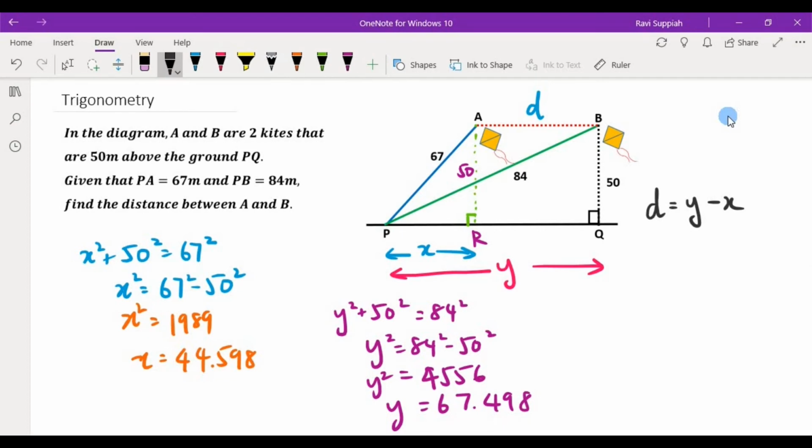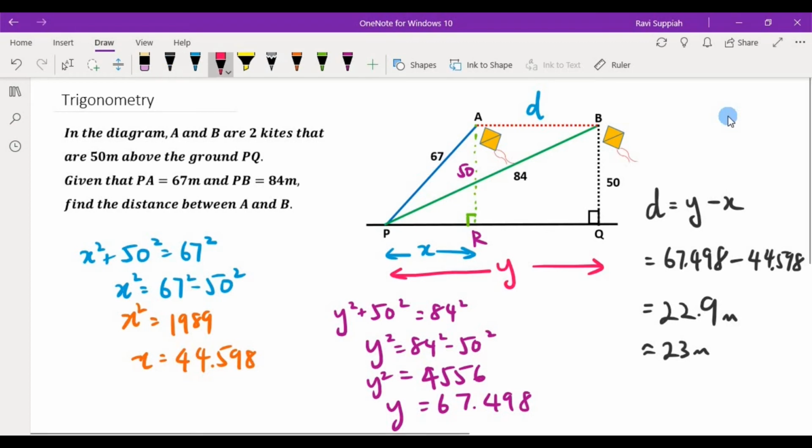So putting x and y over here, we get D as 67.498 subtract 44.598, and you get the final answer as 22.9 meters. You may round off to 23 meters. So that is the final answer here for this question.